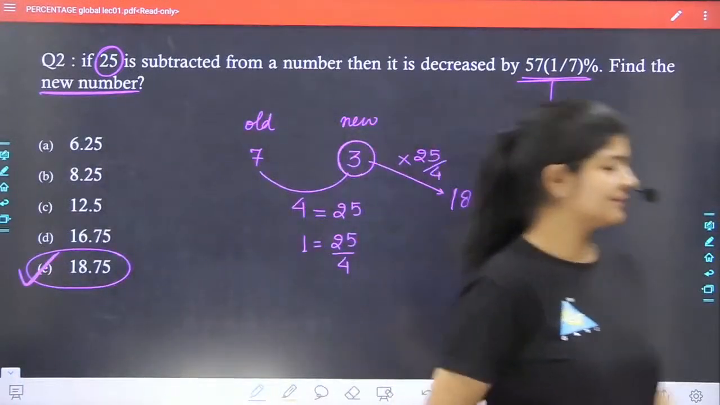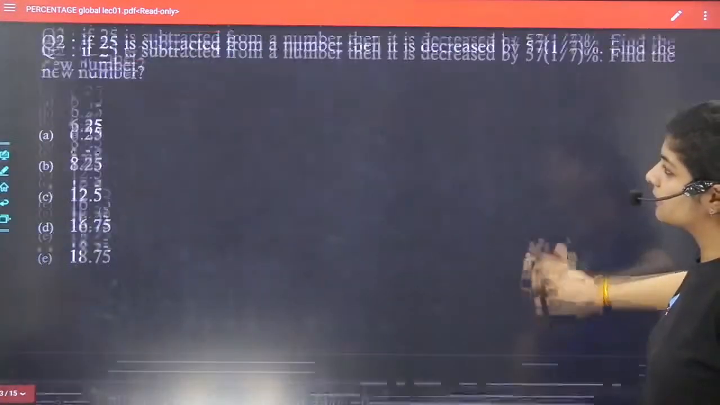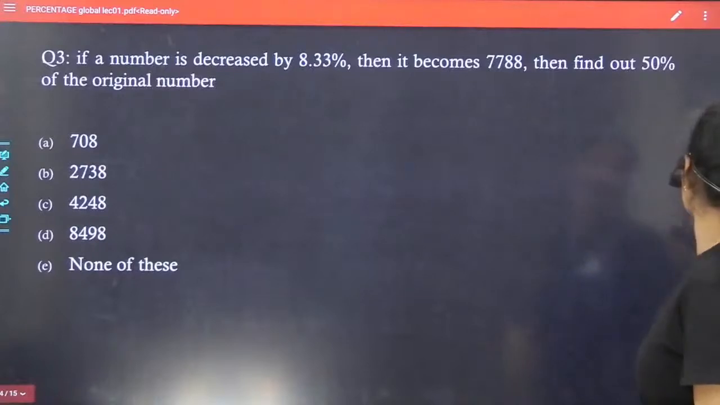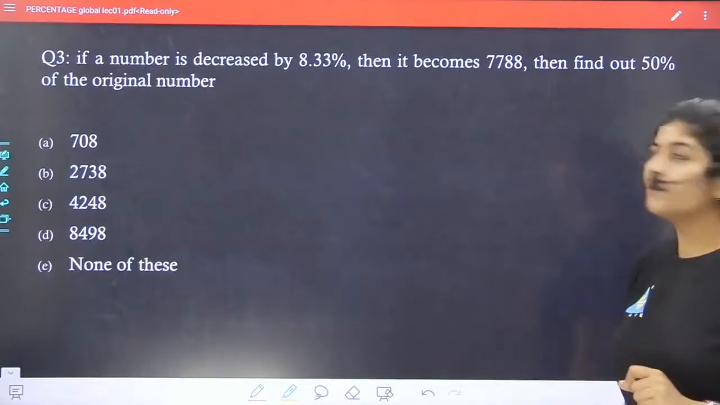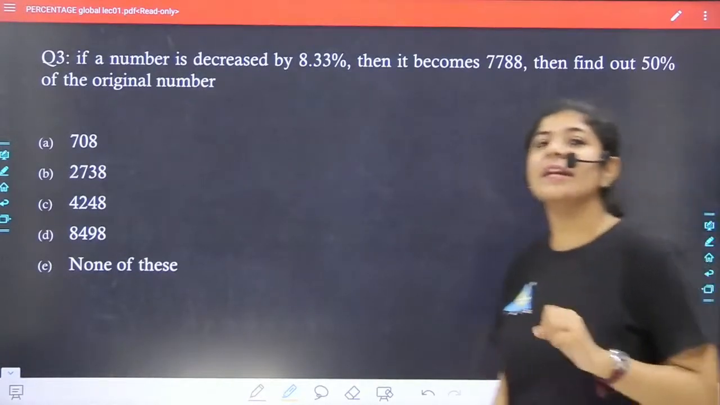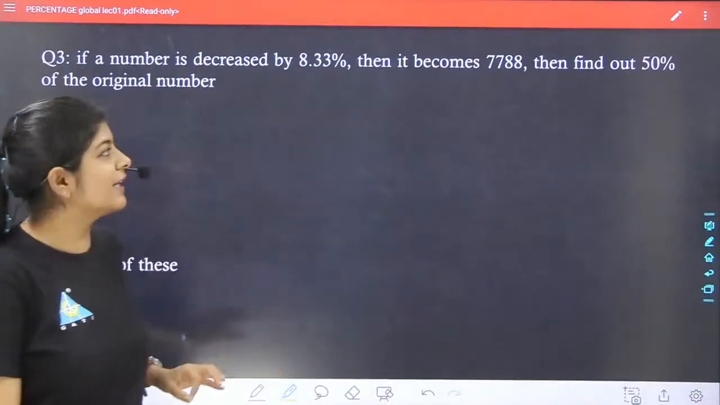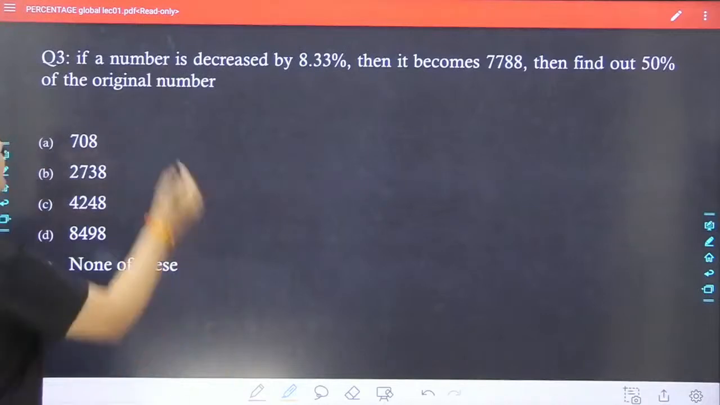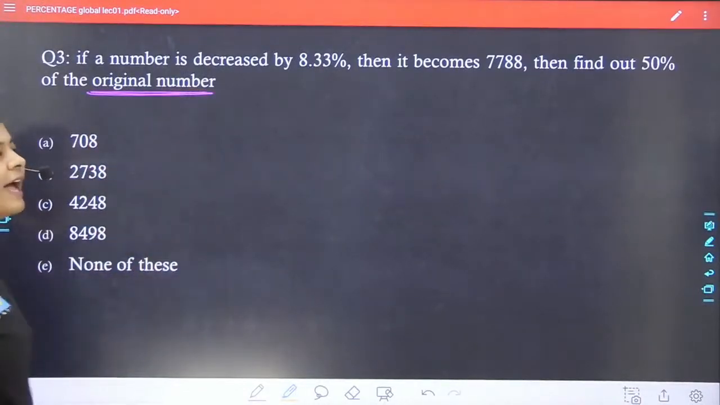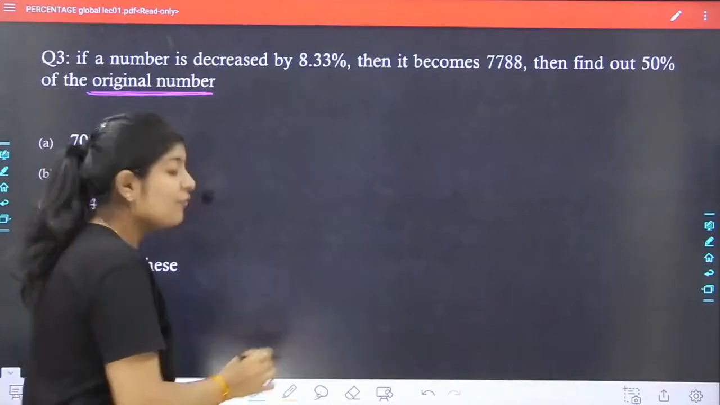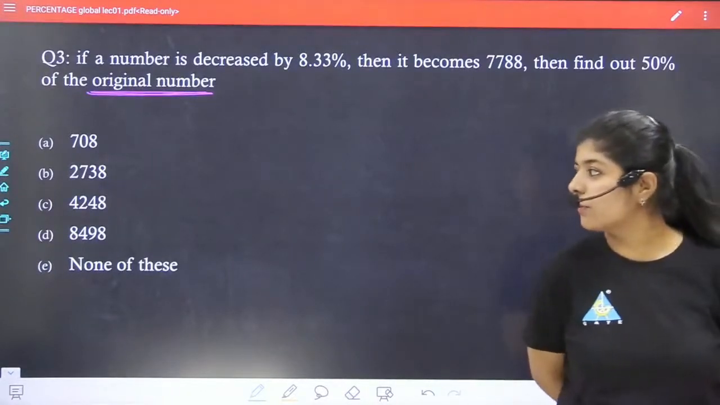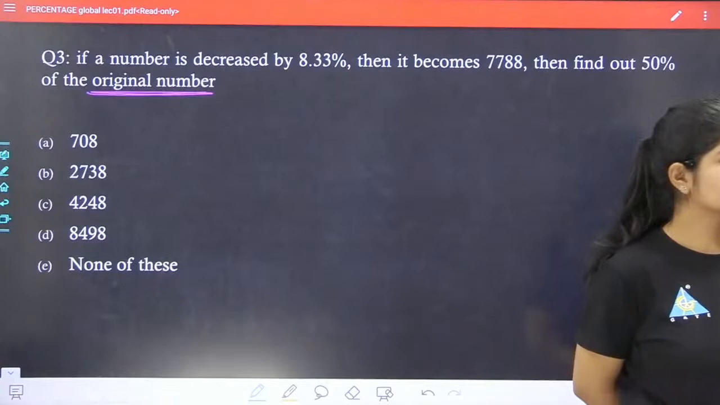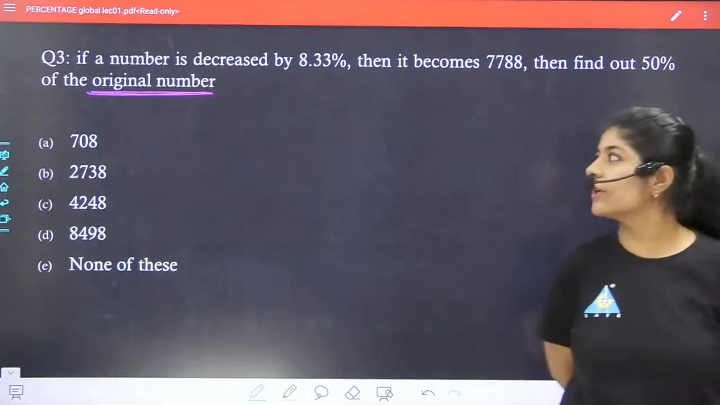Is it clear? Okay, now let's move to the next question, question number 3. If a number is decreased by 8.33%, then it becomes 7788. Then find out 50% of the original number. Now what I have to do? I have to calculate the 50% of the original number. And here we have the options. What is the correct answer of question number 3?